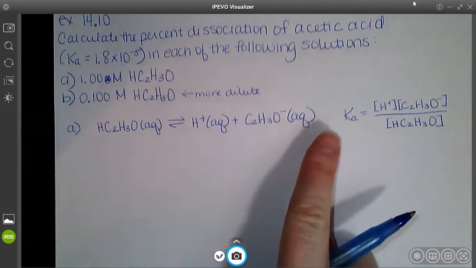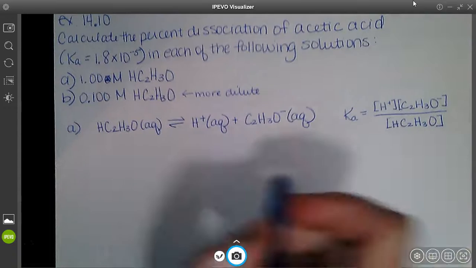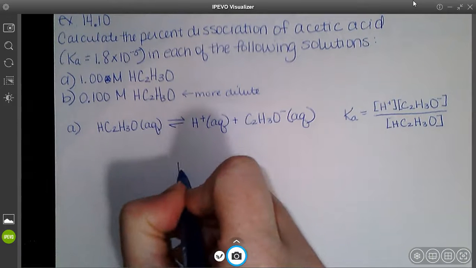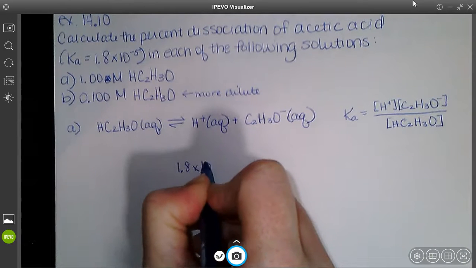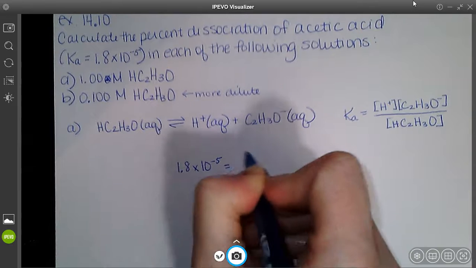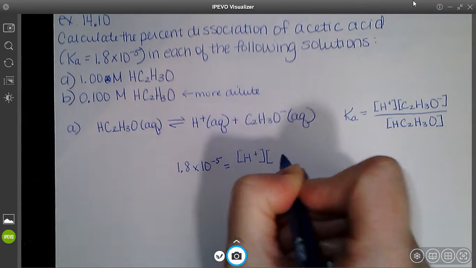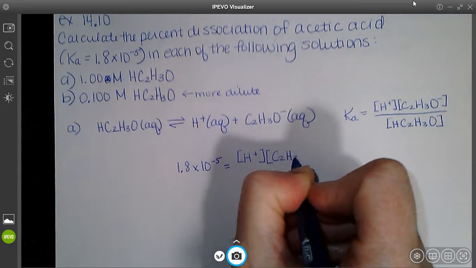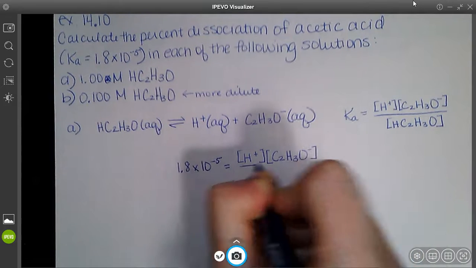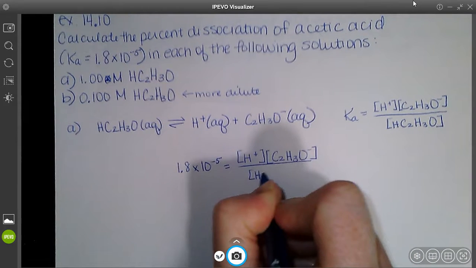We know that Ka is 1.8. So let's write this over here. So 1.8 times 10 to the negative 5 equals the concentration of hydrogen ions times the concentration of acetate ions, all divided by the concentration of acetic acid.